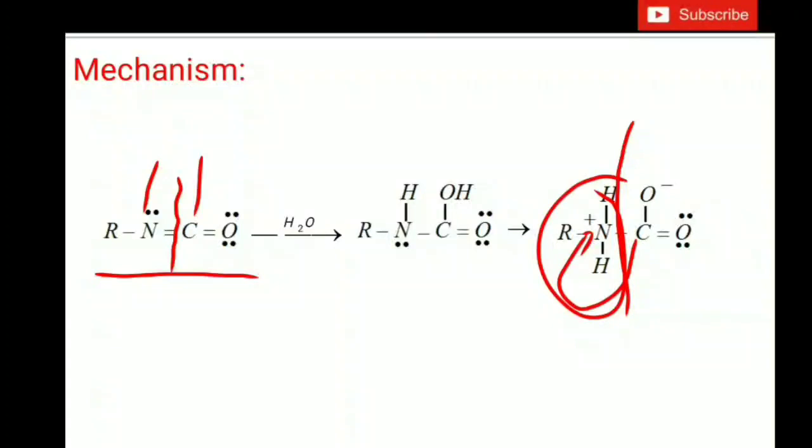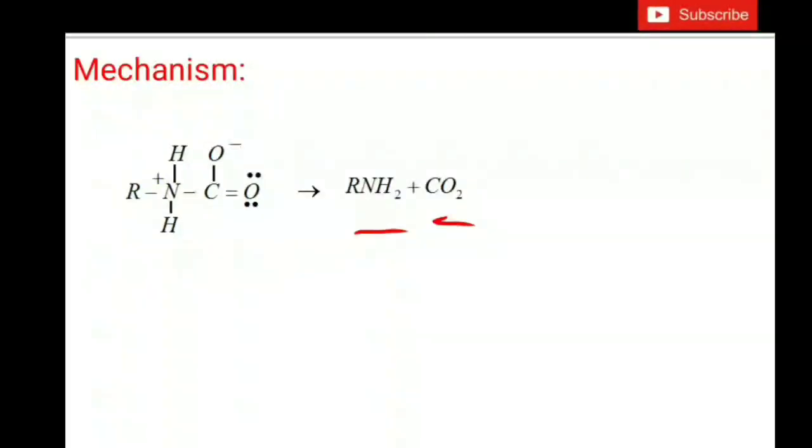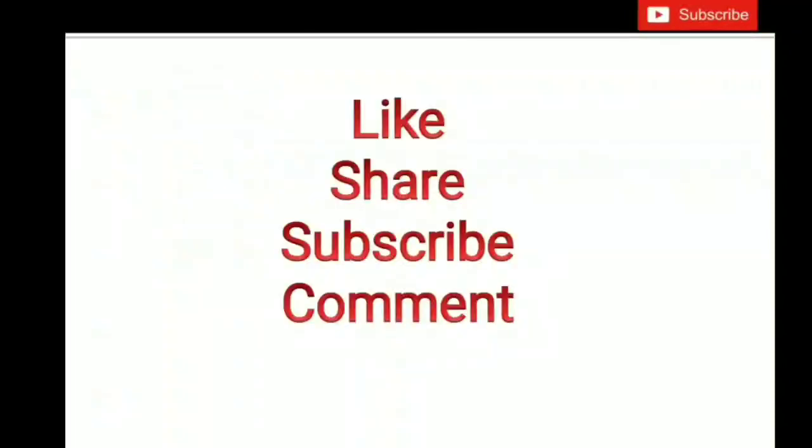In the remaining part, the negative charge on the oxygen atom will go to carbon and it becomes a multiple bond here. So you will get CO2. This part will become CO2. So you will get RNH2 and CO2 as products. This is about the mechanism of Claisen-Smith rearrangement reaction. Thank you for watching this video.